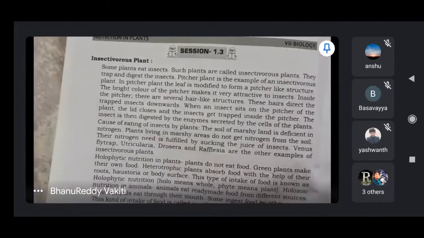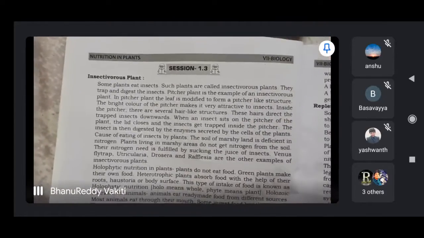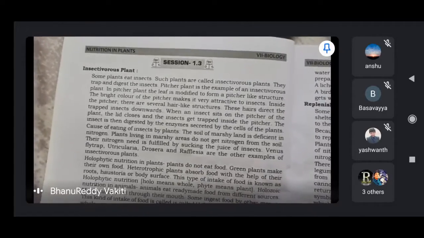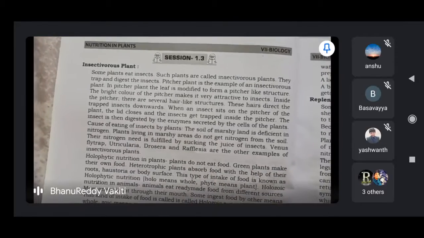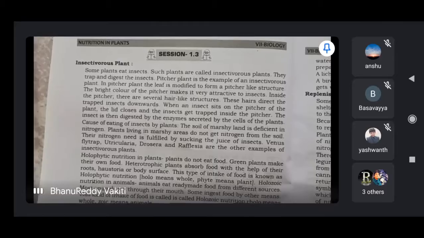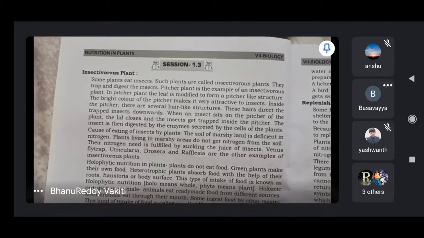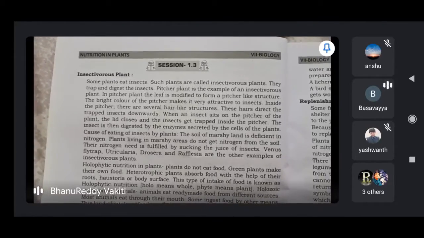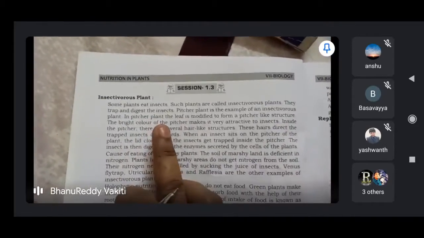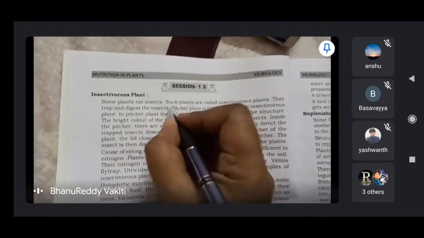So, insectivorous plants. Insectivorous, from childhood onwards you are studying. Any insectivorous plant example can you tell? Insectivorous, Yashwant? They trap. Very good. And whatever you told, that one is correct. They trap and digest the insects. Yes, they trap and digest the insects.